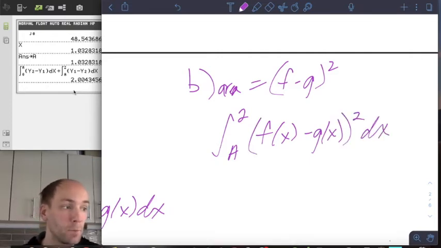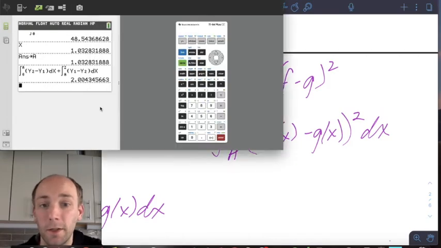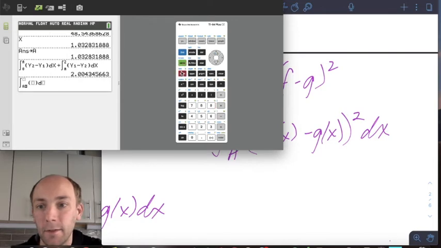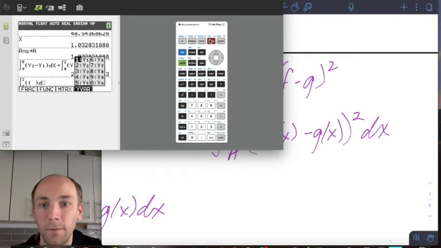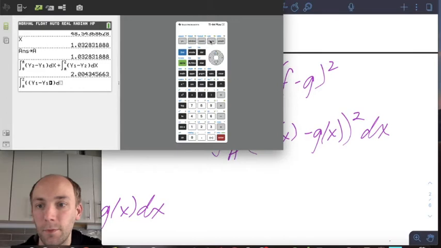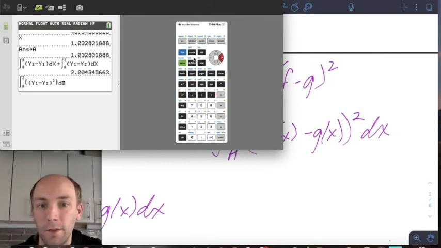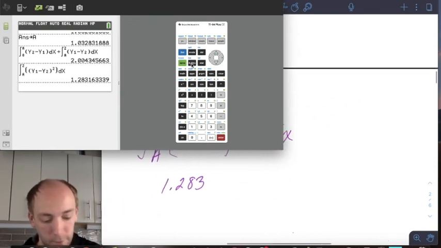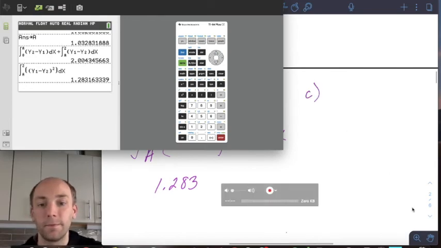Okay, calculator problem, so we're going to go ahead and type it in. Math 9, a to 2, and then in parentheses y1 minus y2, alpha trace y2, and then we're going to square it, and then it's dx. Okay, 1.283. That's it for that one.